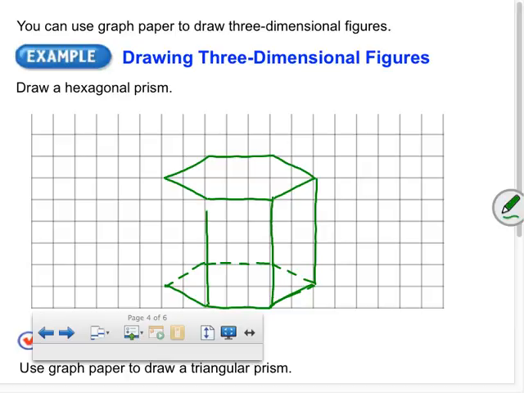Are we gonna do stuff like that for exams and homework? For the most part, you just need to identify what they are. Now, there is an edge that we can't see on the back side over here, so I'll make those dotted. Okay? That's a hexagonal prism.